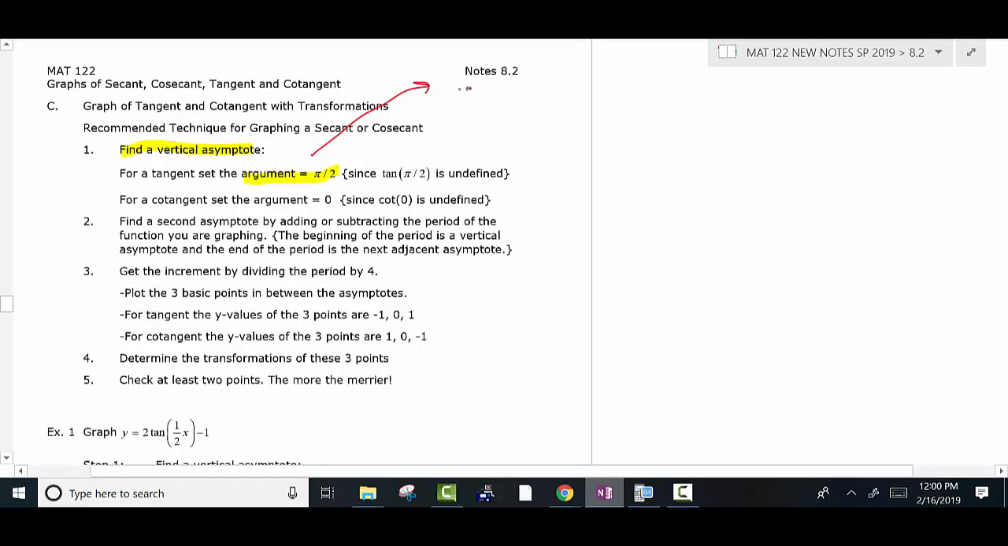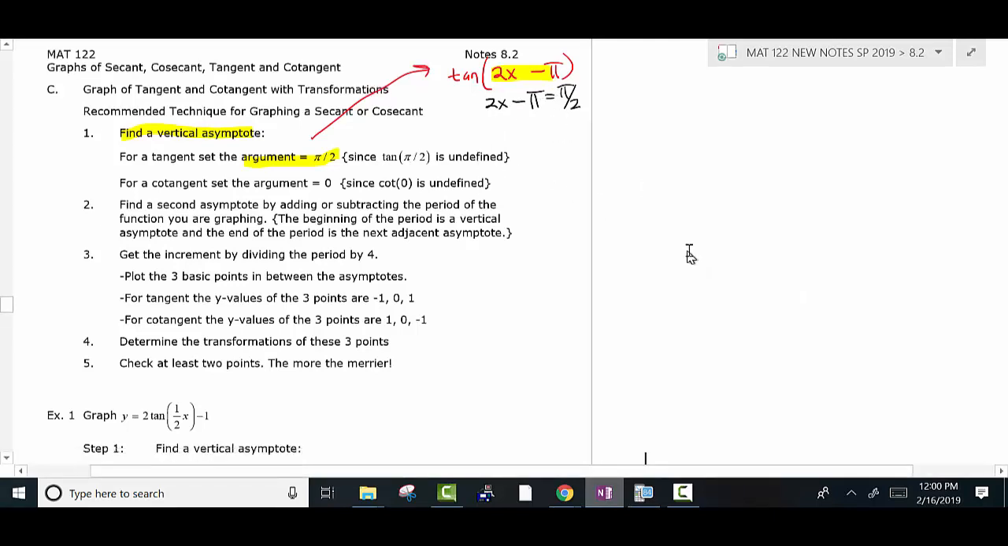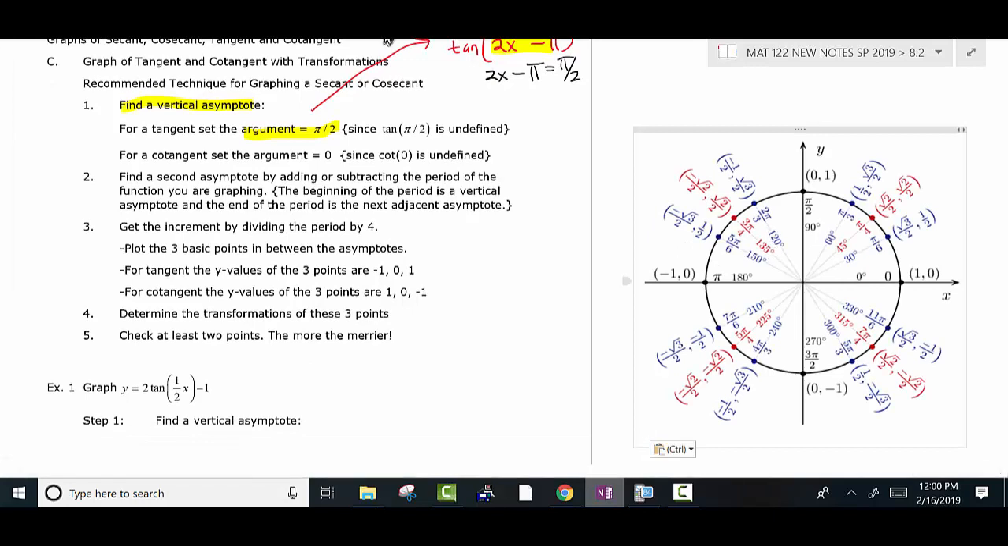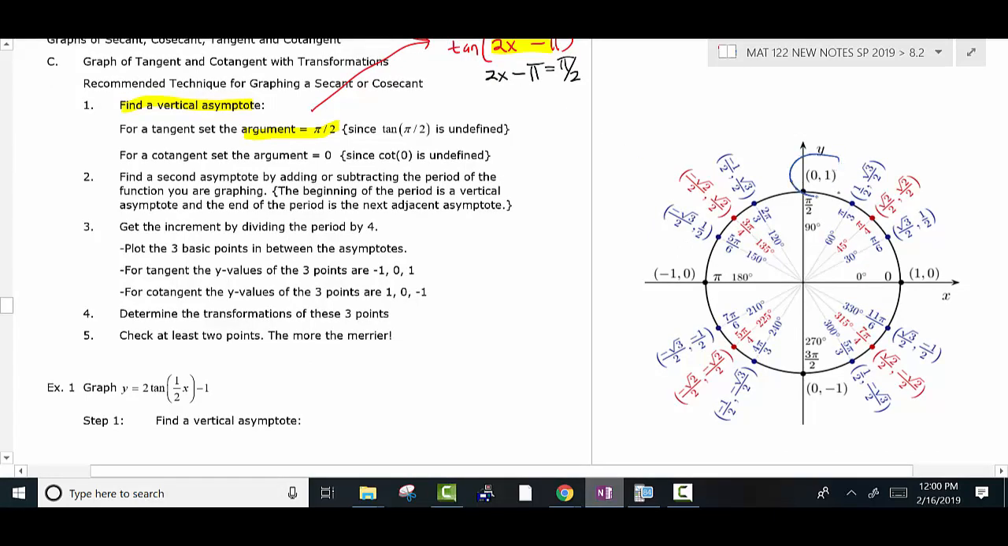So in other words, if you had something like the tangent of 2x minus pi, the argument is this part right here. So if you want to find a vertical asymptote, you just set that equal to pi over 2. And the reason you do that is because the tangent is undefined at pi over 2. Okay, so I've got this unit circle, and notice that at pi over 2, 1 over 0 is undefined, so the tangent's undefined at pi over 2.